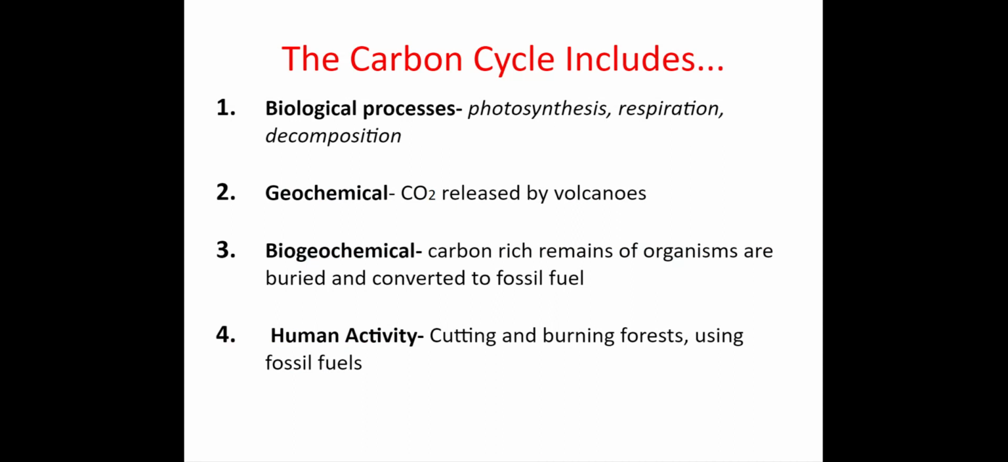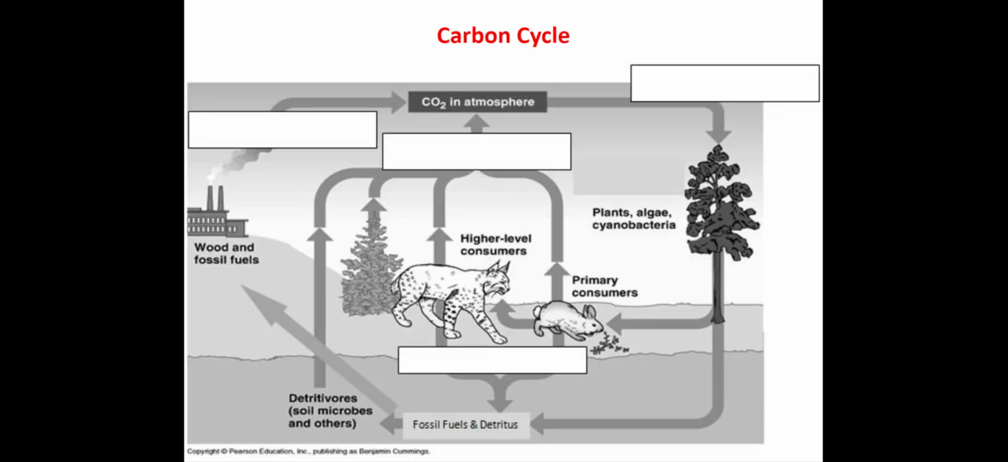The carbon cycle is going to include photosynthesis, respiration, CO2 released by volcanoes, and human activities such as cutting down forests and burning fossil fuels. And this is what the carbon cycle looks like. So plants are going to take in CO2 as part of photosynthesis. Organisms are going to put CO2 into the atmosphere as part of respiration. And then when we burn wood and fossil fuels, that's also going to add carbon dioxide into the atmosphere.